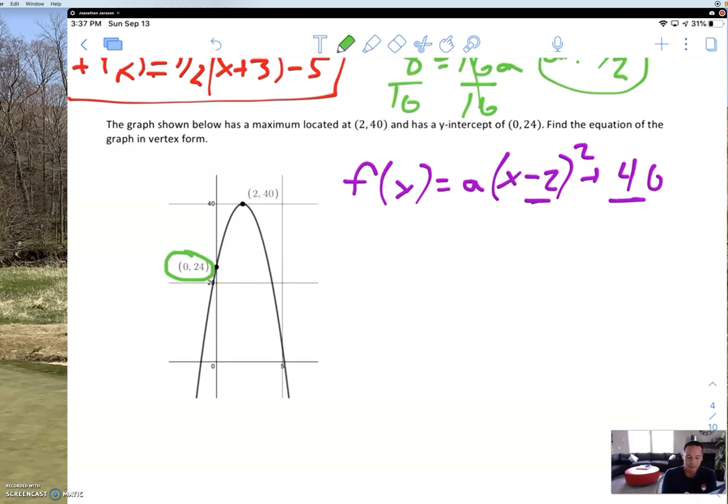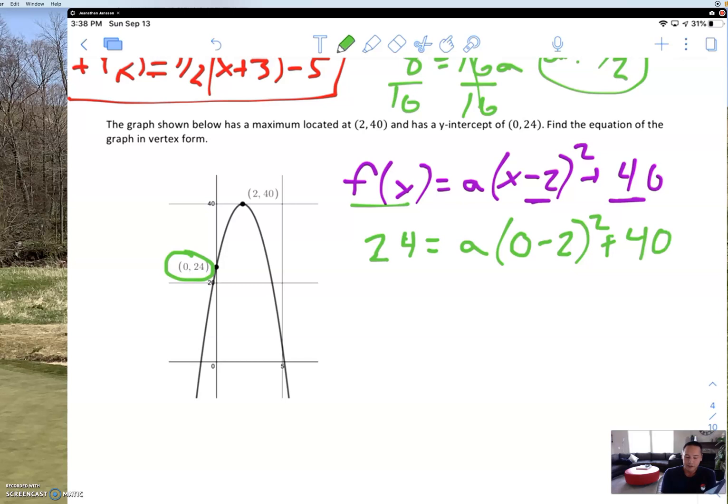We're going to plug that point in. So f of x gets replaced with the y-coordinate. That's 24. A we don't know. We're going to solve for it. X I can replace with 0. And then write out the rest of it. And then simplify and solve.